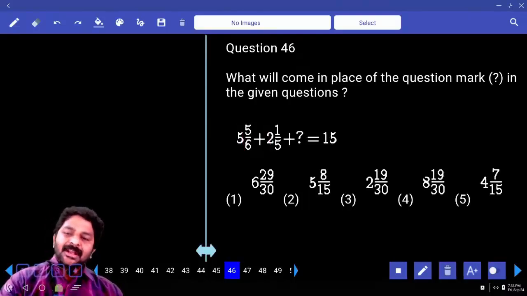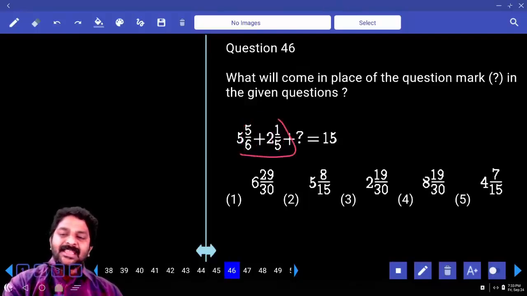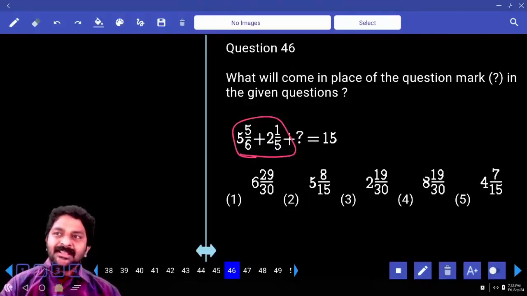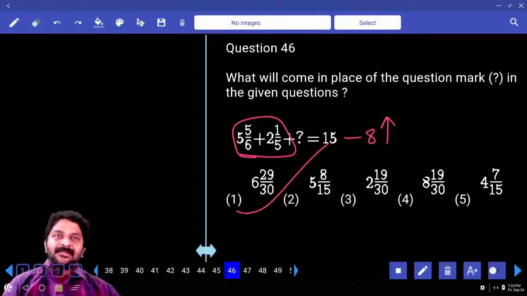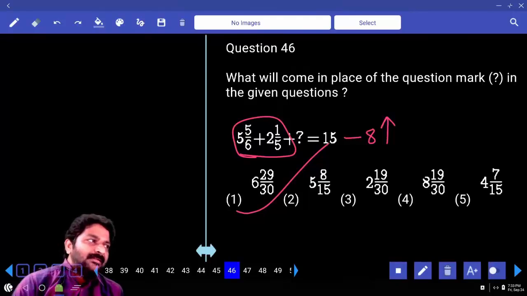Now just use your common sense and tell me, when you add 5 by 6 and 1 by 5, will you get more than 1 or less than 1? Come on. More than 1. That means your entire left hand side value is 8 something. When you subtract exactly 8, you will get answer 7. But you are going to subtract more than 8, hence answer must be 6 point something. There is only 1. Over.